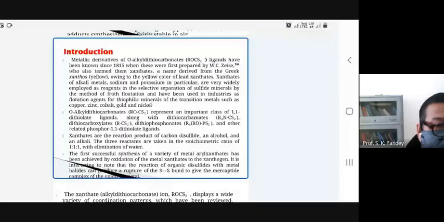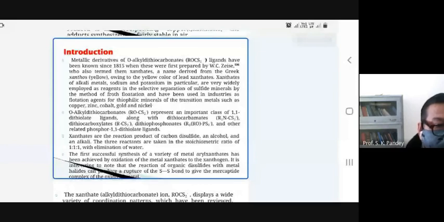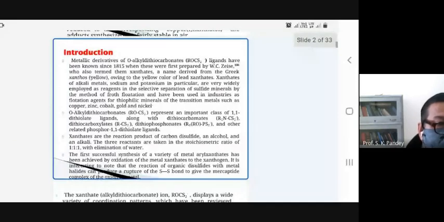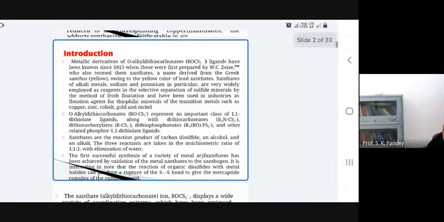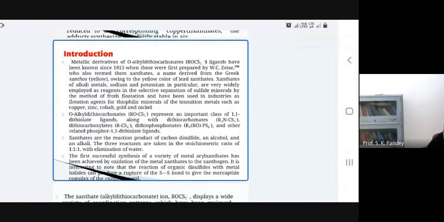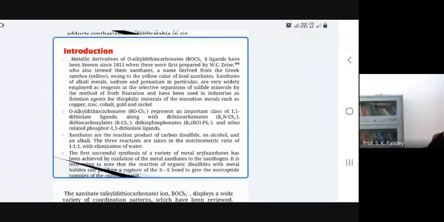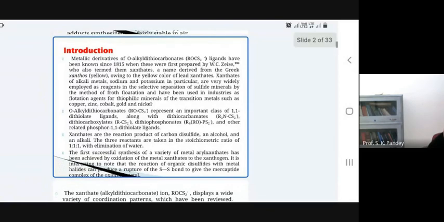They are named from xanthos, owing to the yellow color of the lead xanthate. Xanthates of the alkali metals, sodium and potassium in particular, are widely employed as reagents in selective separation. They are an important class of 1,1-dithiolate ligands among the dithiocarbamates, dithiocarboxylates, dithiophosphates, and other related 1,2-dithiolate ligands. Xanthates are actually the reaction product of carbon disulfide, an alcohol, and an alkali.